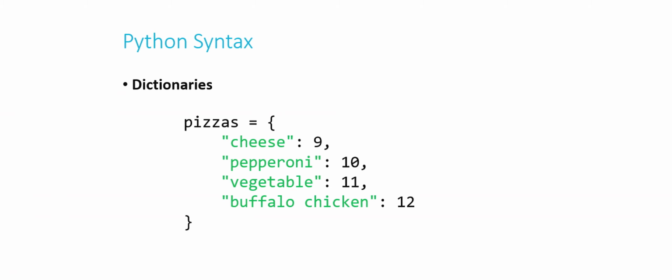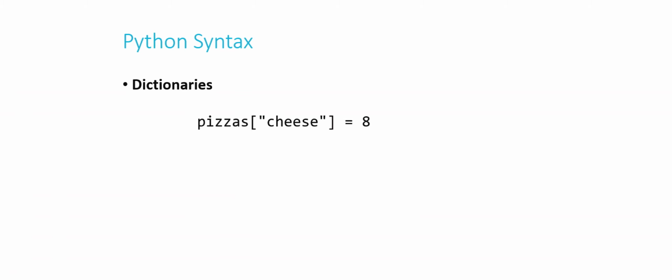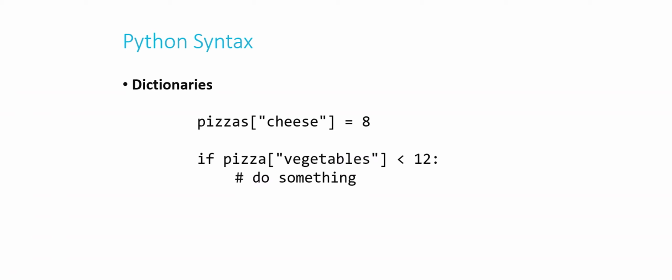These, again, are our keys. We use a colon to separate the key value pair. And those are our values here in green. I can change the value of different key value pairs in the dictionary as well. So I could say pizzas, square bracket, cheese equals 8. And now the key cheese is not associated with 9. It's associated with 8. I could use the different keys in my dictionary in Boolean expressions like this. If pizza, square bracket, vegetables is less than 12, I could do something.